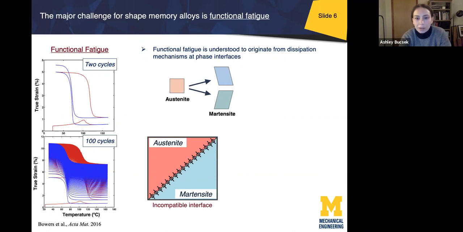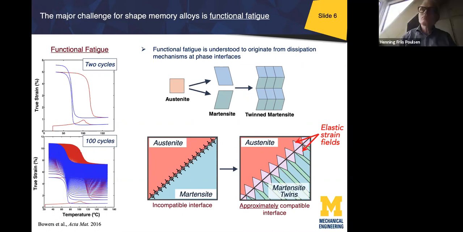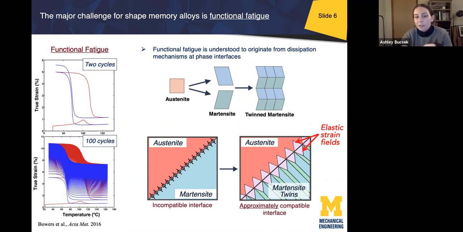So in shape memory alloys, what happens is that when the martensite forms, it comes in the form of twins, and this approximates compatibility in an average sense. And you're just left with these small elastic strain fields. So now there's just a slight misfit at the interface, and the lattice on either side is just elastically strained a little bit. But this is a dissipation mechanism, and in metals where there's elastic strain or stress, there's also going to inevitably be dislocations. And so these are the dissipation mechanisms that occur at the phase interfaces that are understood to be the contributors to hysteresis and functional fatigue.